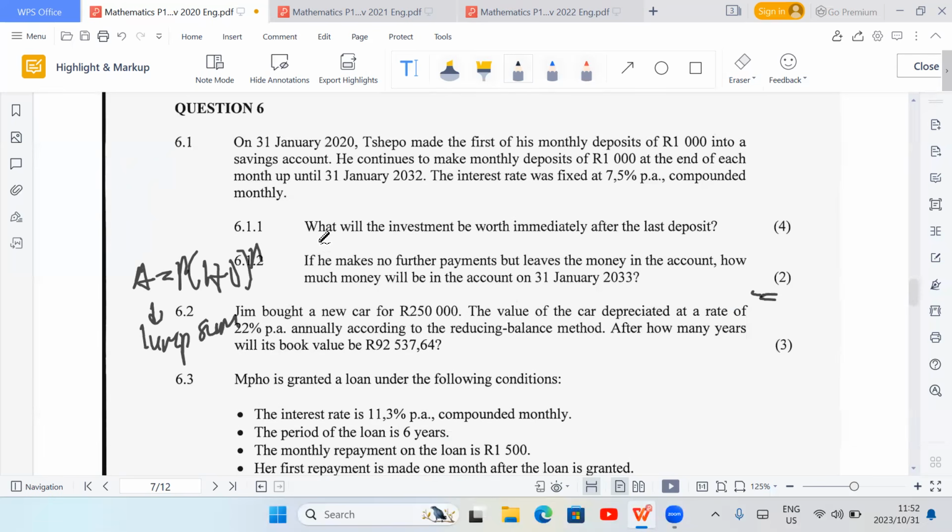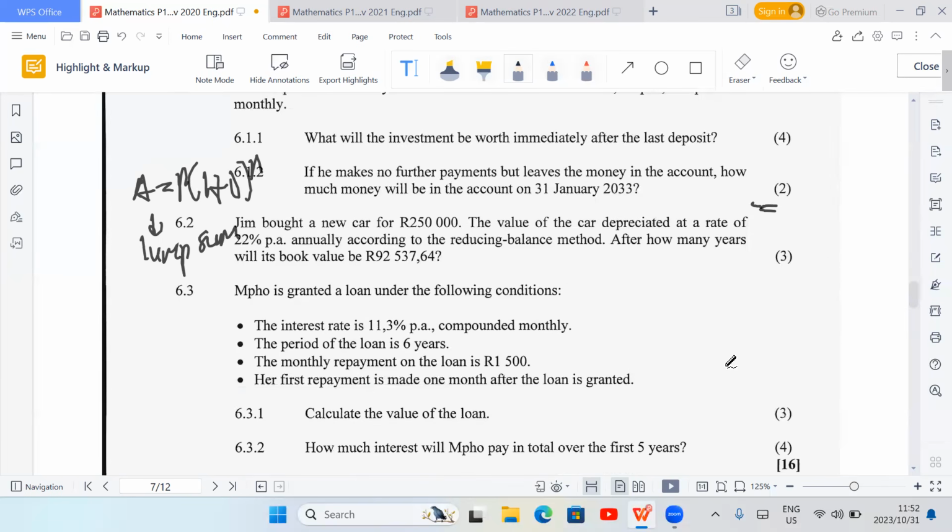So after getting that future value from 6.1.1, you should obviously take that money and put it here. So that money there will be the principal amount because it's being invested. From 2032 to 2033, that's 12 months in between. So you'd have your 12 here, and then just like that, you'd have your 2 marks.